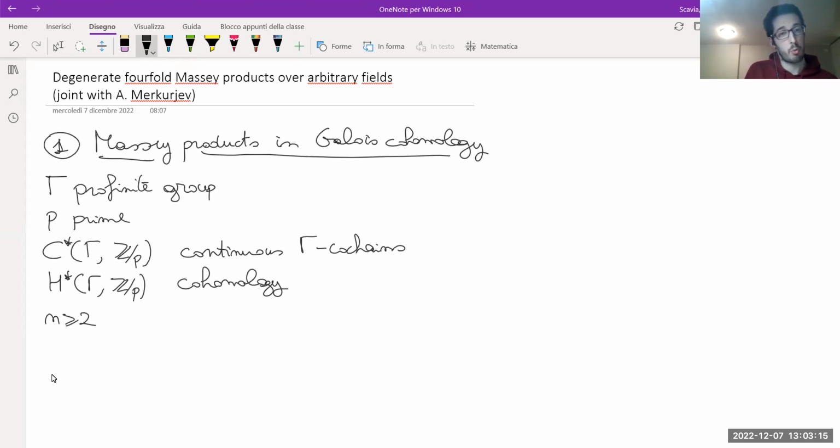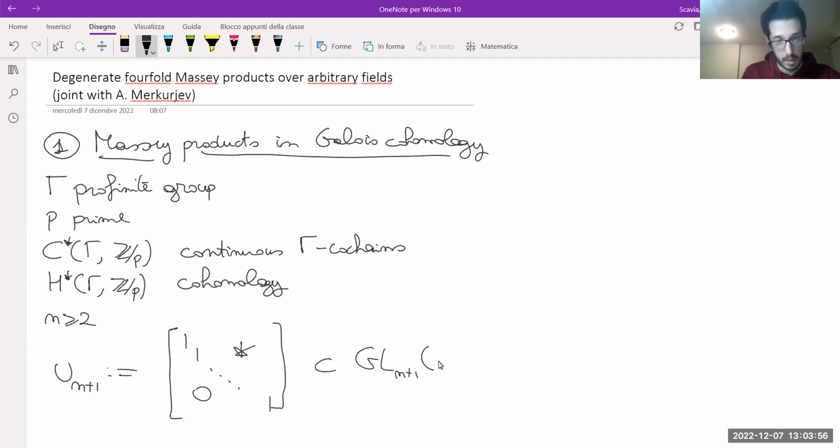I want to give the simplest possible definition in this context. I will not define what a Massey product is. I will only define what it means for a Massey product to be defined or to vanish. And then maybe later I will comment on how one can get the actual definition of a Massey product. But in order to do this, I introduce this group, U n plus 1. It's the subgroup of unitriangular matrices, say upper triangular, inside of GL n plus 1 of F p.